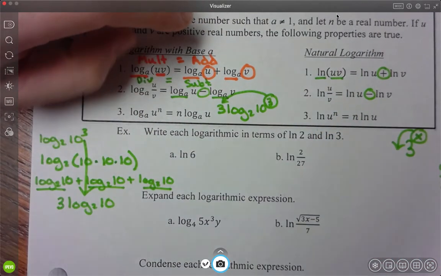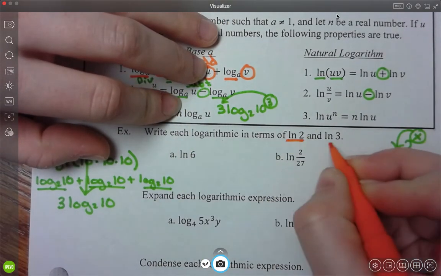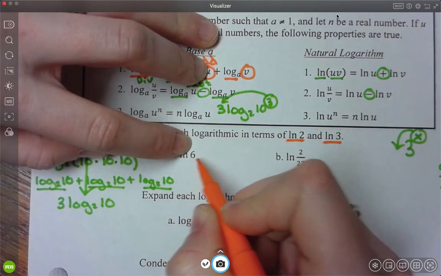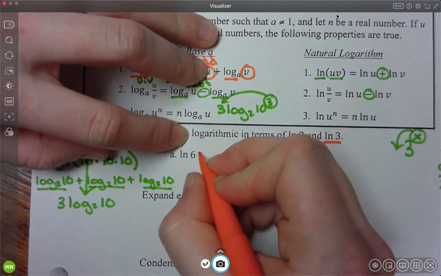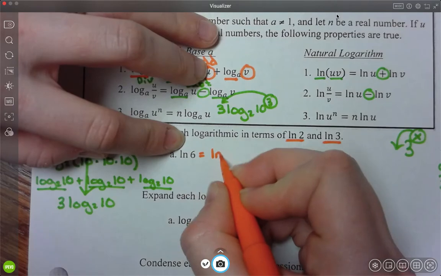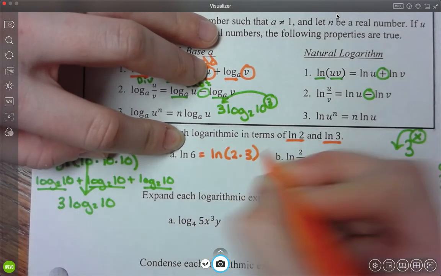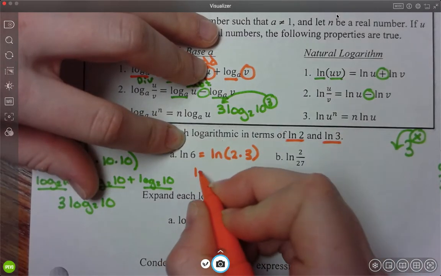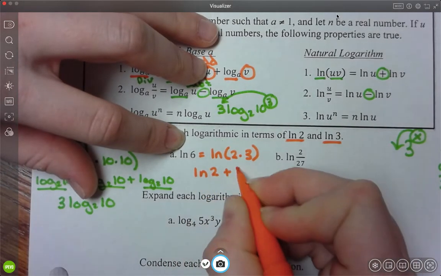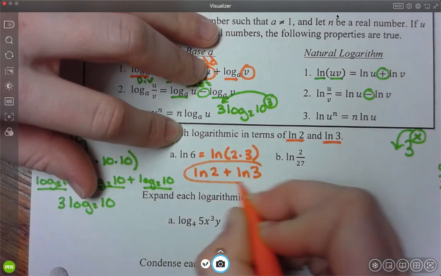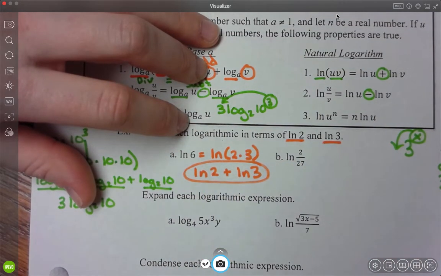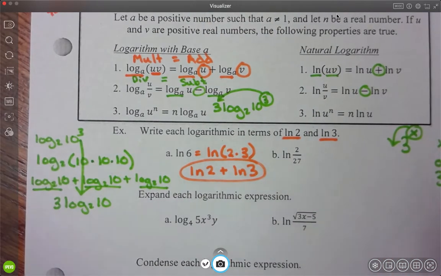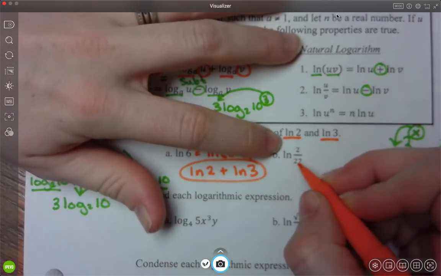So write each log in terms of ln of 2 and ln of 3. So they want us to write ln of 6 in terms of ln 2 and ln 3. So ln of 6, I can say, is ln of 2 times 3. I can write them out like that, but then multiply means add. So this would be ln of 2 plus ln of 3, and I have just written that in terms of ln2 and ln3.